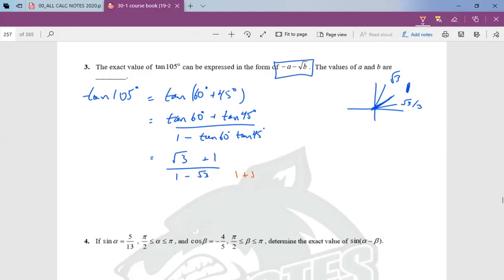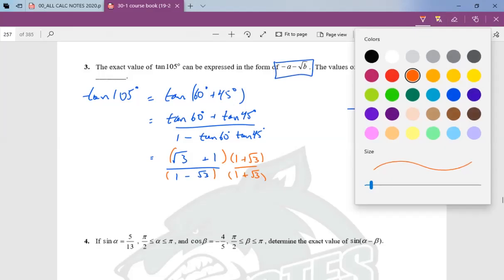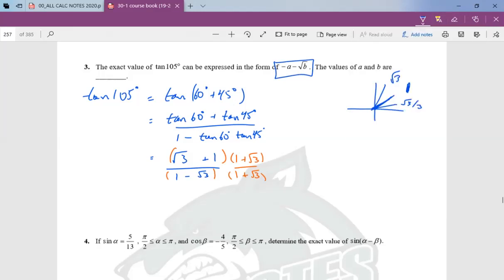So we multiplied 1 plus root 3, and when we do, this ends up being upstairs. What do we have? We have root 3 plus 3 plus 1 plus root 3, just distributing that numerator. And the denominator ends up being kind of nice and easy. It ends up being 1 minus 3.